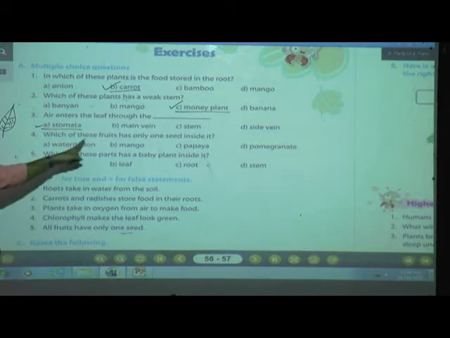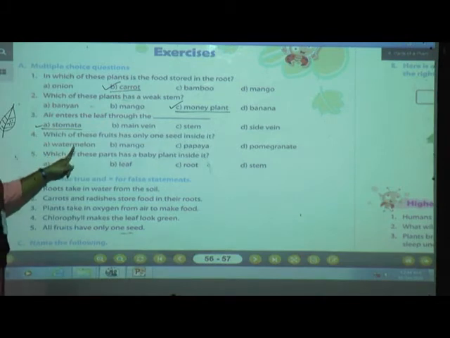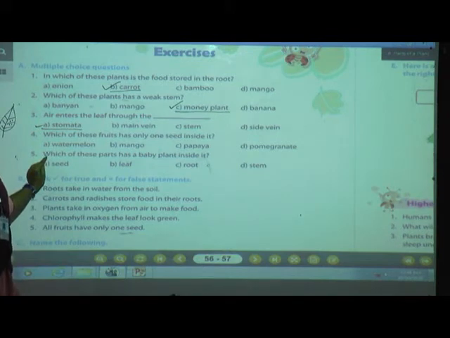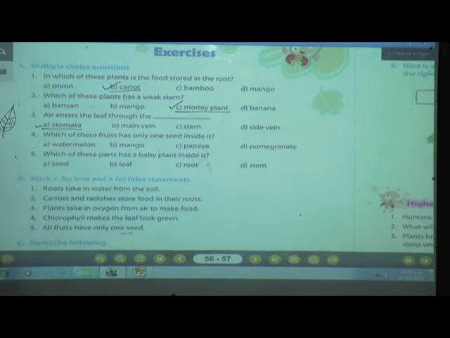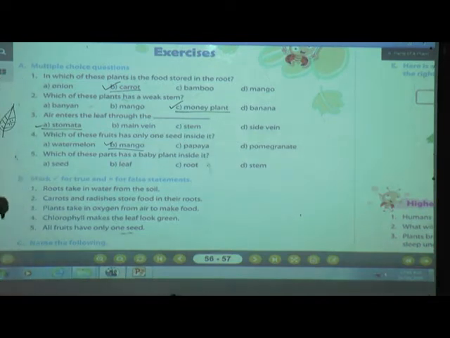Which of these fruits has only one seed inside it? Watermelon, mango, papaya and pomegranate. See, watermelon. Did you see the watermelon? Watermelon has so many seeds. And mango? Mango has only one seed. What about papaya? I have shown you. Pomegranate also we have seen in this chapter. Papaya and pomegranate have many seeds, even watermelon. But only mango has only one seed. So the B option is correct.